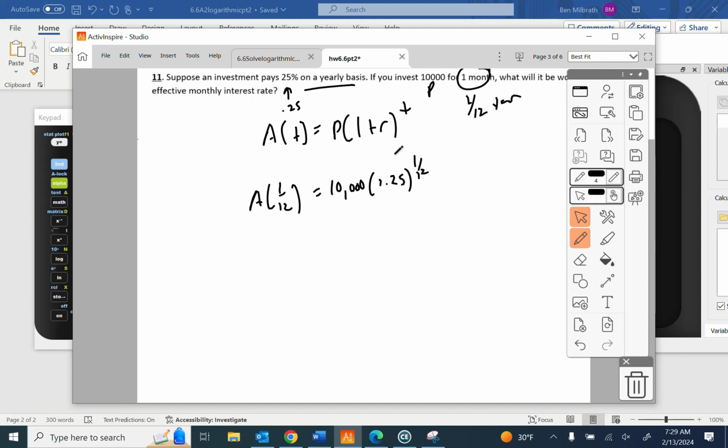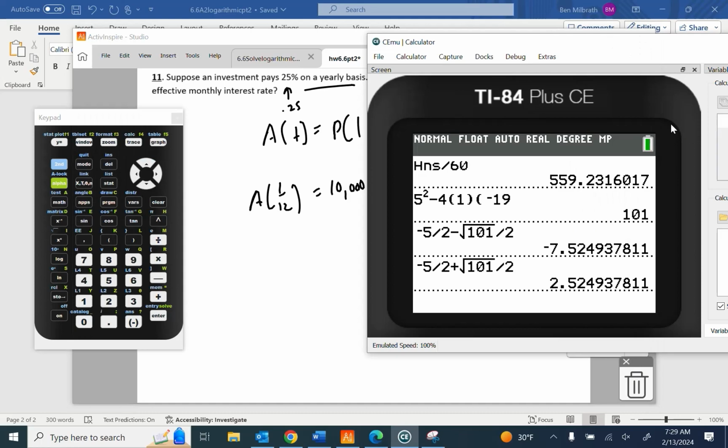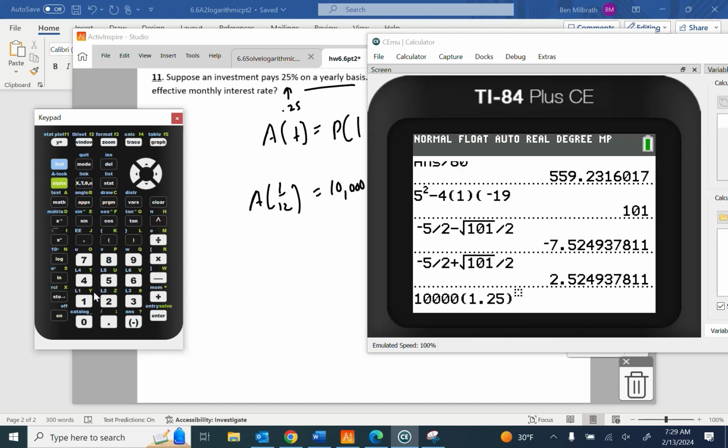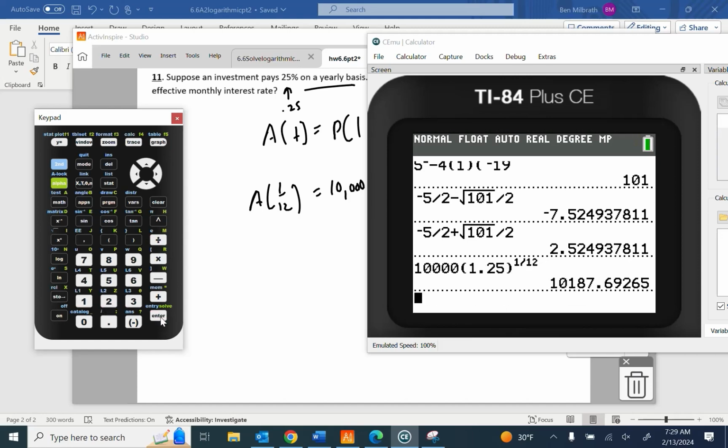And there are other ways of doing this problem. 10,000 times 1.25 raised to the 1/12th. I need to hurry up. There's a bell. $10,187.69.